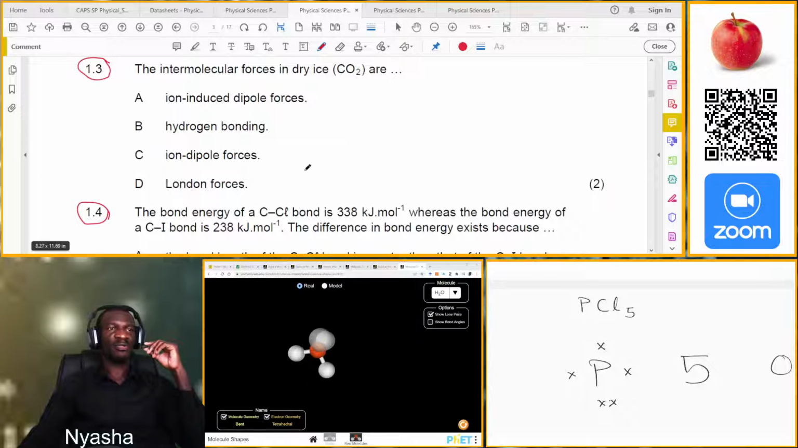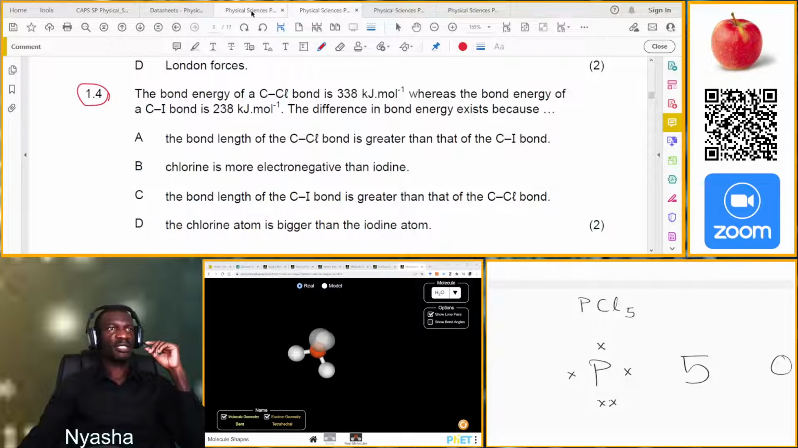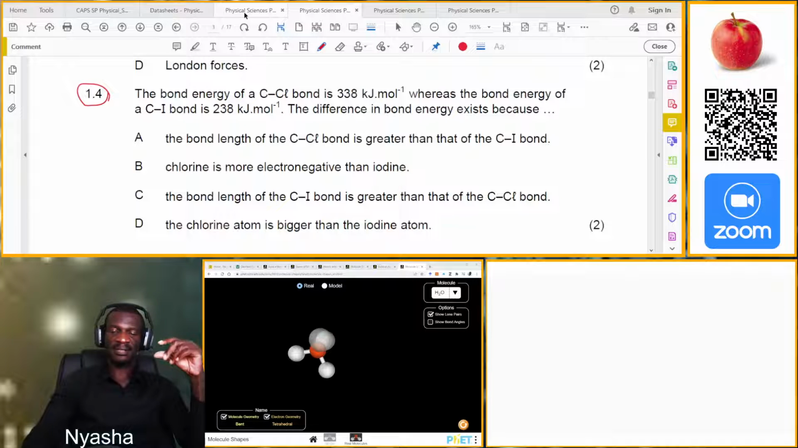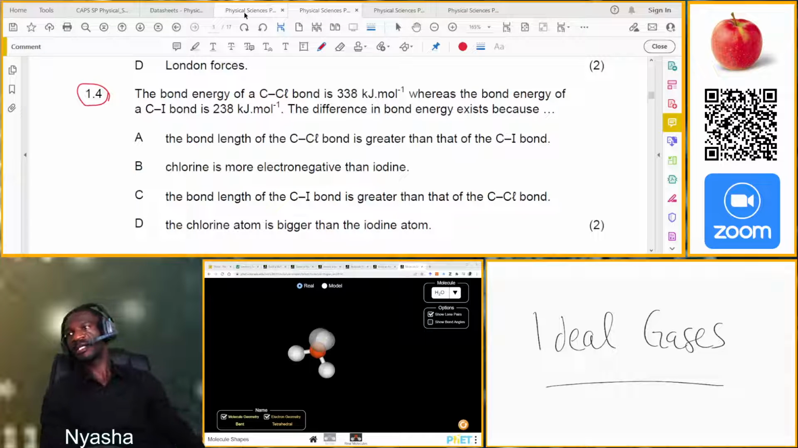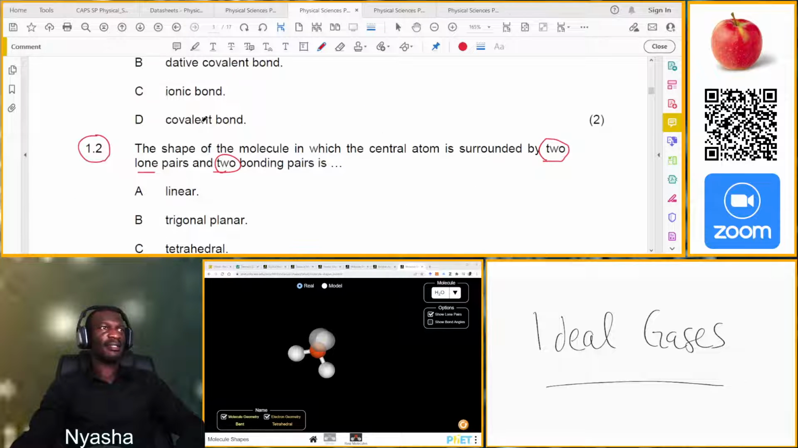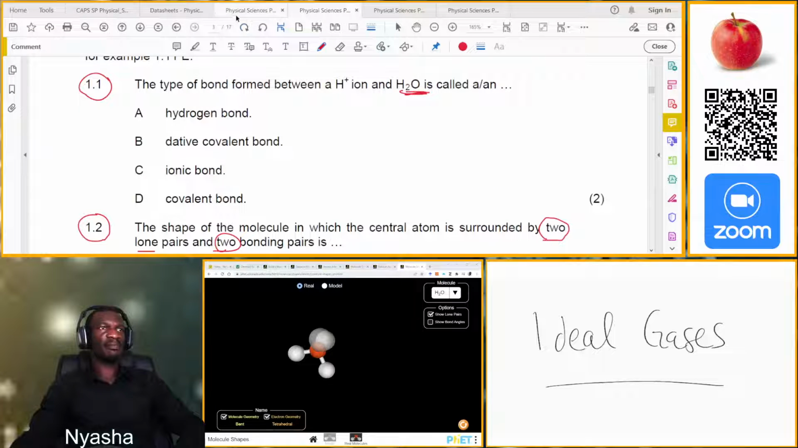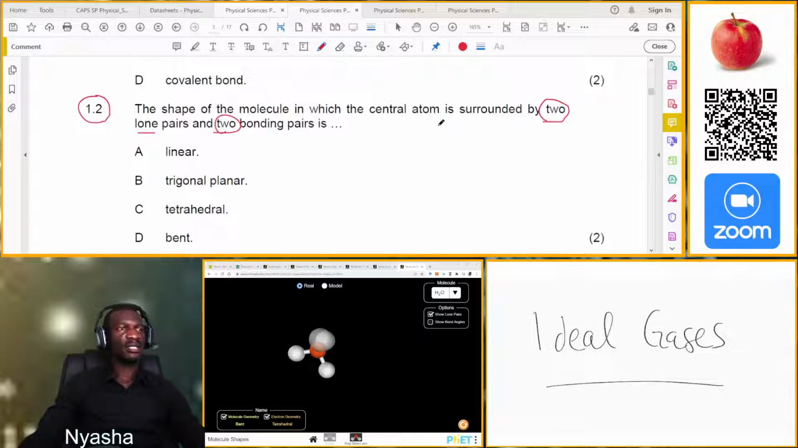I think we're done with most of these bonding questions. The next would be to move to ideal gases. So for next week onwards, let's attempt some questions. Remember, we are going topical. Attempt some questions that are based on ideal gases. Otherwise, this is it. We did a bit of the 2016 paper today, a few questions that are under this topic.